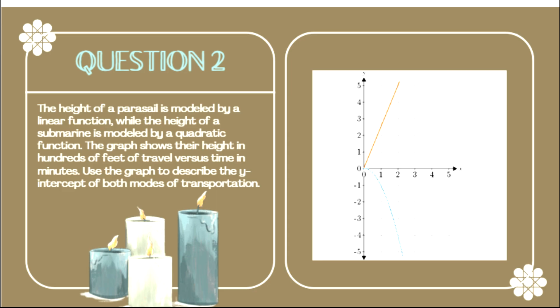Here's question number 2. The height of a parasail is modeled by a linear function, while the height of a submarine is modeled by a quadratic function. The graph shows their height in hundreds of feet of travel versus time in minutes. So this one is time again. And this one is height again. Use the graph to describe the y-intercept of both modes of transportation. Pause it and figure it out.